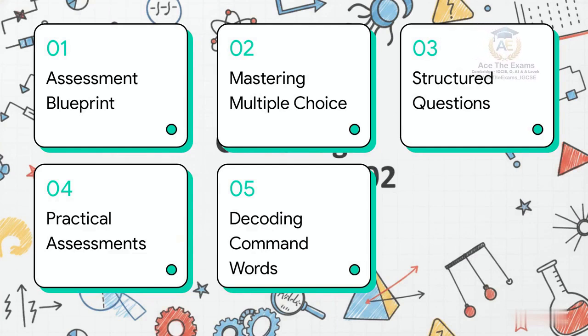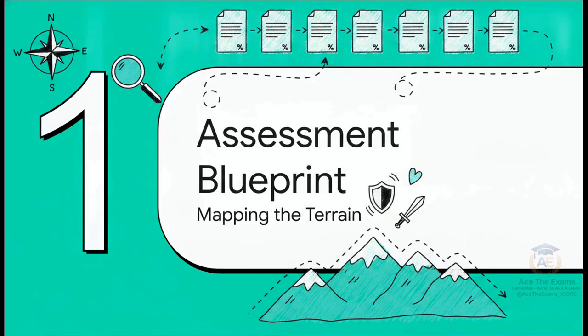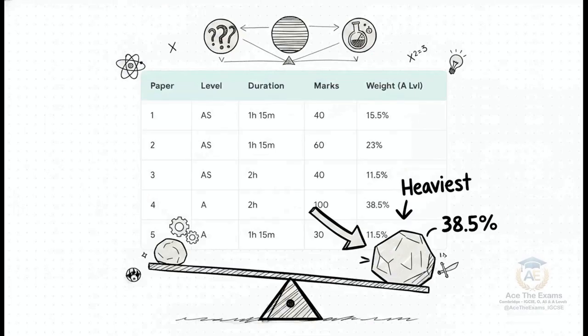phases: the assessment blueprint, mastering multiple choice, tackling structured questions, conquering practical assessments, and finally, decoding command words. Let's get to it. Phase 1, the assessment blueprint. We need to map out the AS and A-level terrain. So, at the AS level, the landscape is pretty balanced across multiple choice, structured, and practical papers. You've got 40 marks for paper 1, 60 for paper 2, and 40 for paper 3.